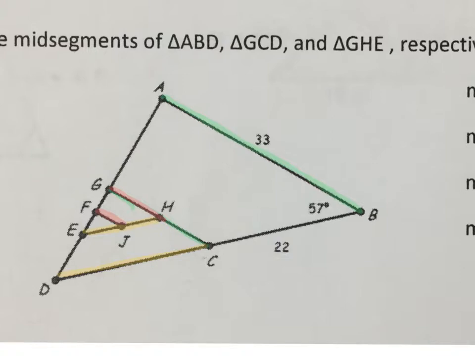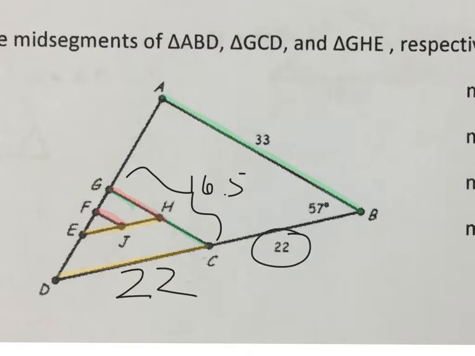So let's start putting in some lengths that we know because these are midsegments. What color was that? I want this color. So the whole entire thing, AB, is 33. That means from G to C has to be 16.5, because that's the midsegment that goes along with that one's base. This one down here on the bottom is 22, so that means this one down here has to be 22, because C is a midpoint.